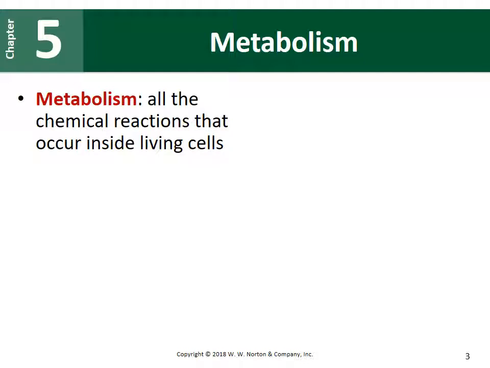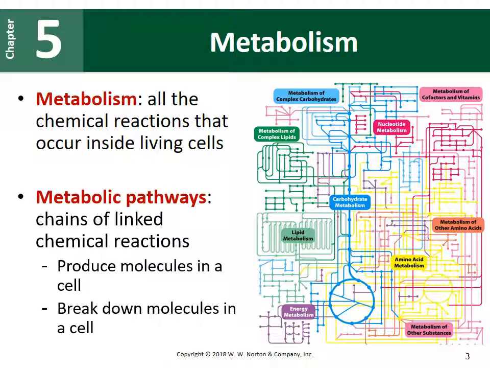So all of the chemical reactions that occur within these living cells is called the metabolism. And our metabolism is very complicated. Again, we're just going to look at two big pathways, photosynthesis and cellular respiration. But these metabolic pathways, they are chains of linked chemical reactions, and they can be used to either produce a molecule in a cell. So for example, in photosynthesis, plants and other organisms will take sunlight energy and they will use it to produce glucose.